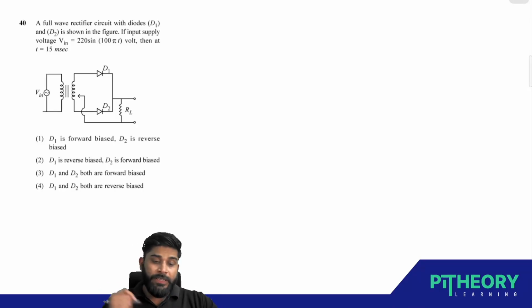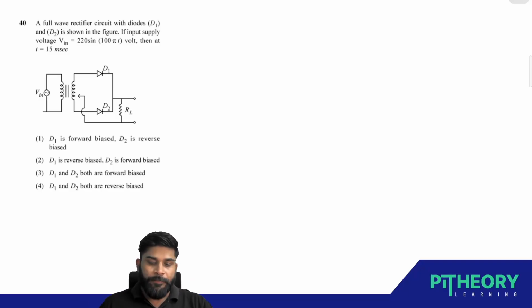question number 40. A full-wave rectifier circuit with the diodes D1 and D2 is shown in the figure. If the input supply voltage Vin is equal to 220 sine 100 pi t volt, then at t equal to 15 millisecond, what will be the state of these diodes? D1 is forward bias, D2 is reverse bias. D1 is reverse bias, D2 is forward bias. D1 and D2 both are forward bias. D1 and D2 both are reverse bias. Which of these will be the correct option?